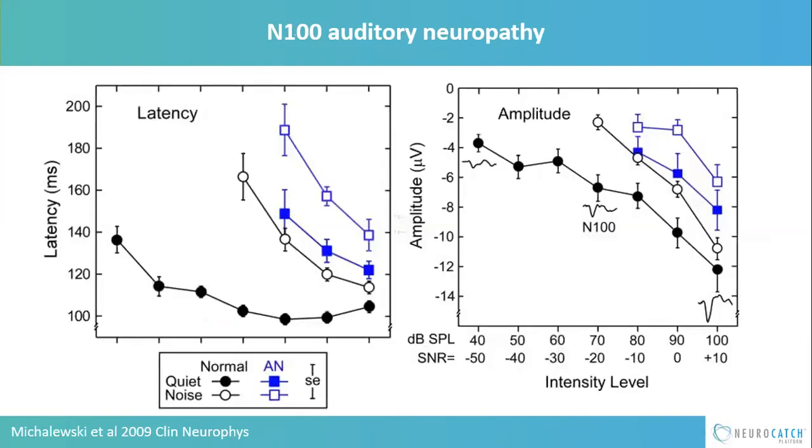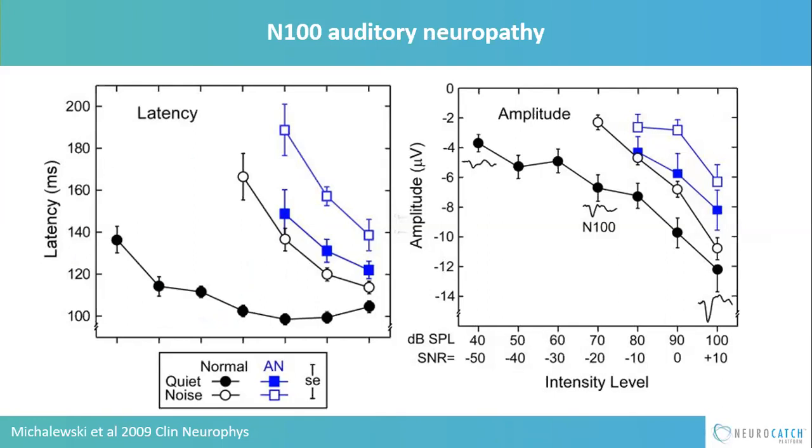All right, so let's walk through some interesting stuff about what these components look like. And I was picking a slide for each. So this is the N100 in auditory neuropathy patients. On the left is latency, on the right is amplitude. The black is your normal controls in a quiet and noisy environment. And the blue are your auditory neuropathy patients. So start with your normal in a quiet environment. Those are the black filled dots.